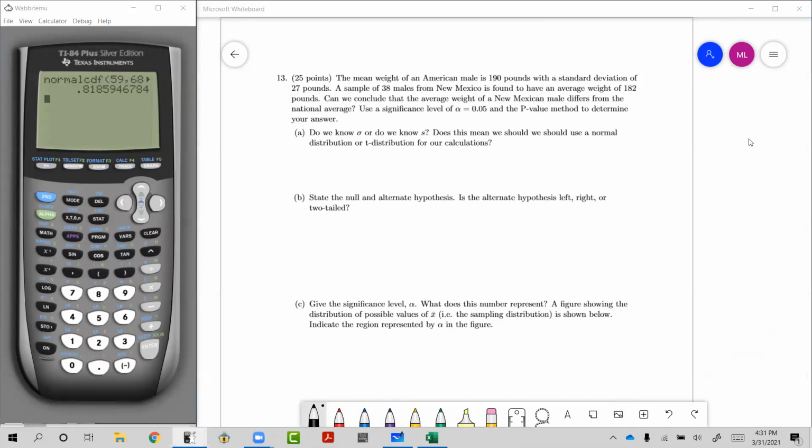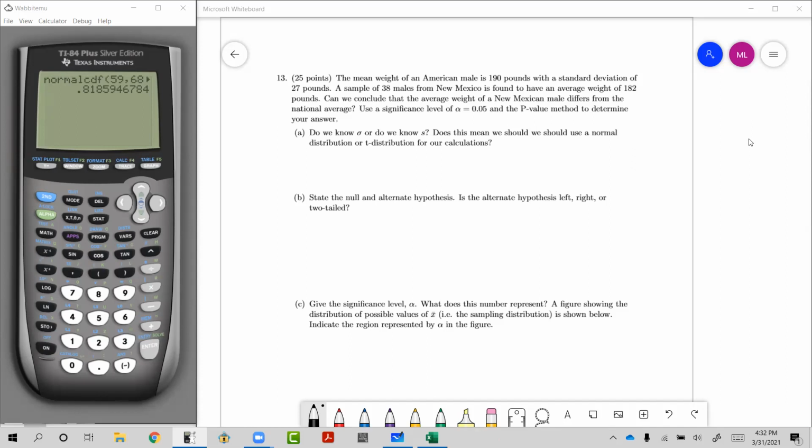Okay. The mean weight of an American male is 190 pounds with a standard deviation of 27 pounds. A sample of 38 males from New Mexico is found to have an average weight of 182 pounds. Can we conclude that the average weight of a New Mexican male differs from the national average? Use a significance level of alpha equals 0.05 and the p-value method to determine your answer.